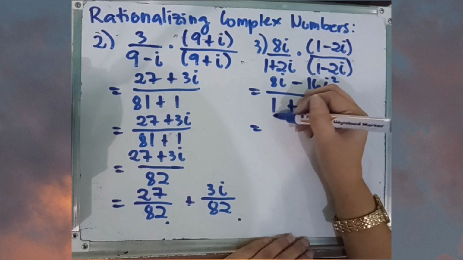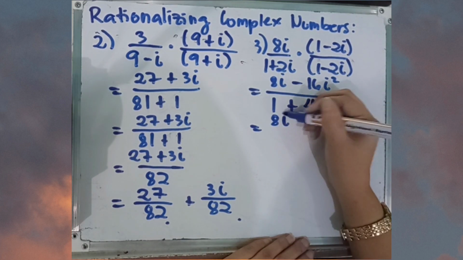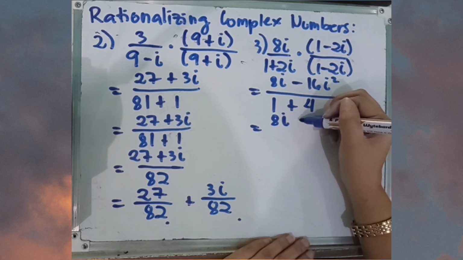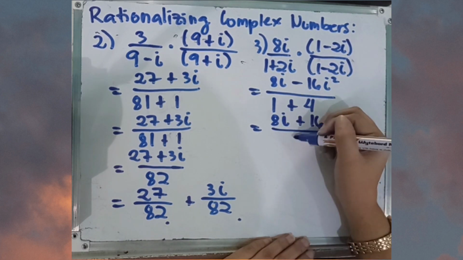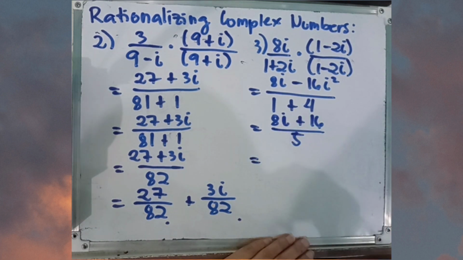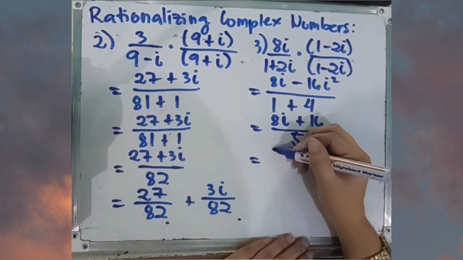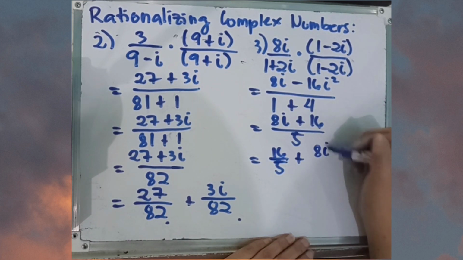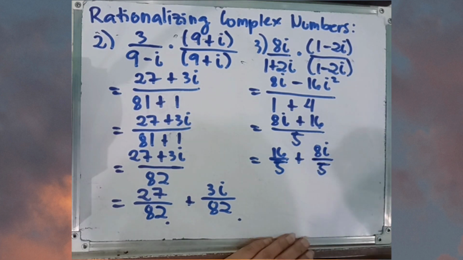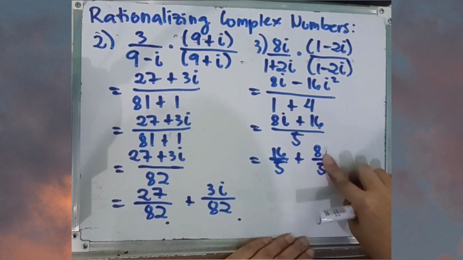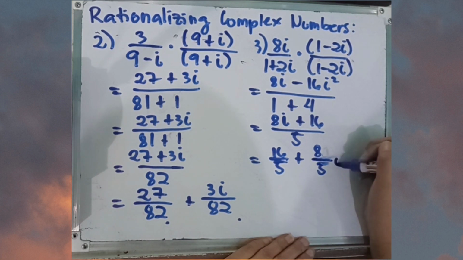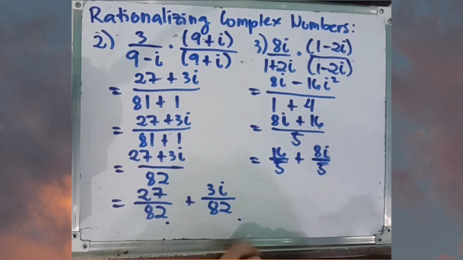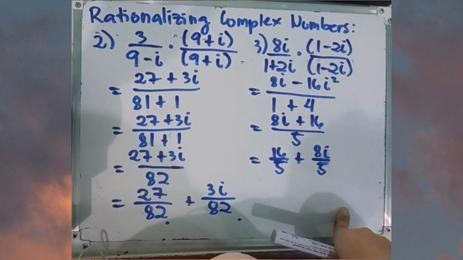So simplifying the numerator, that's 8i. i squared again is negative 1, so that is positive 16 over 5. And writing it in standard form, we will have 16 over 5 plus 8i over 5. By the way, for i, you can actually put it here, or you can also put it here in the numerator, whichever is correct.